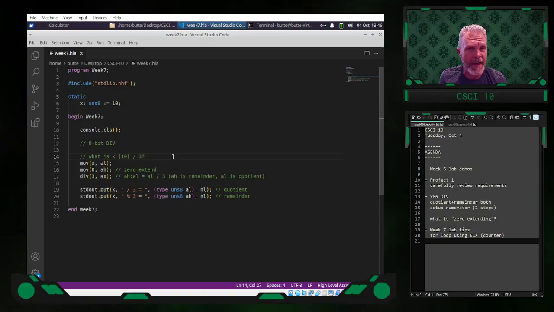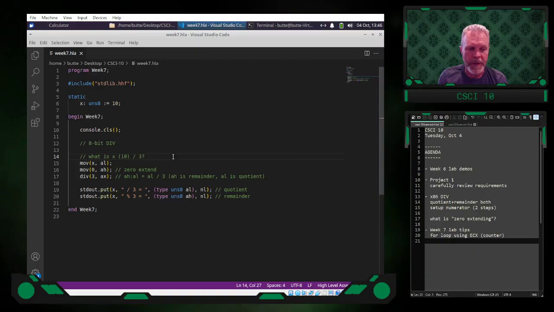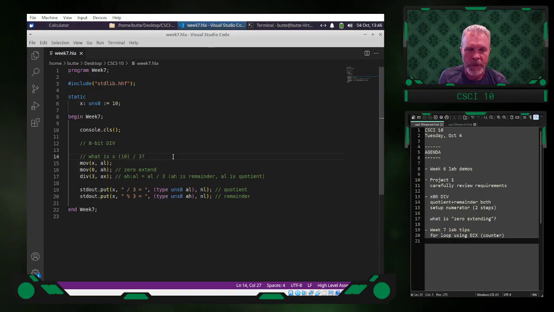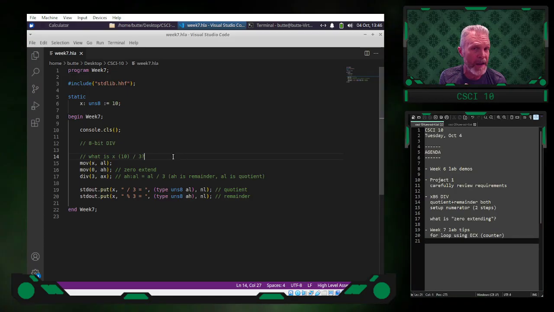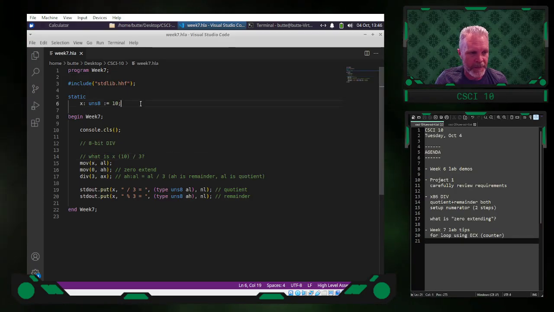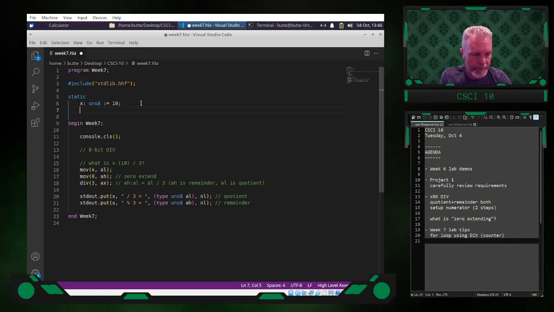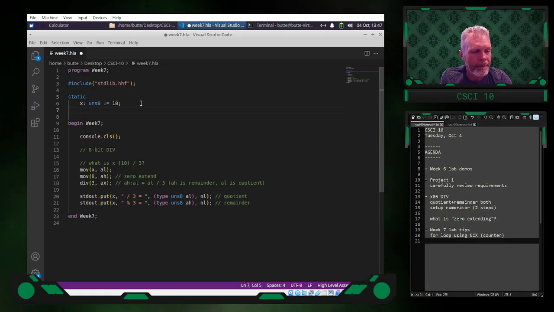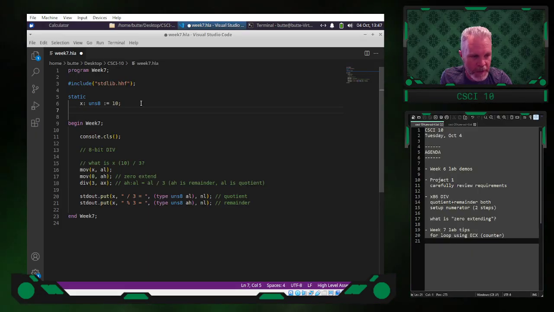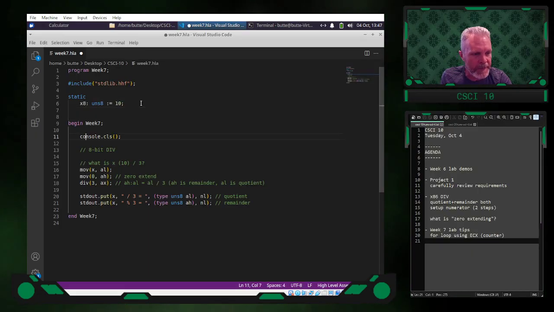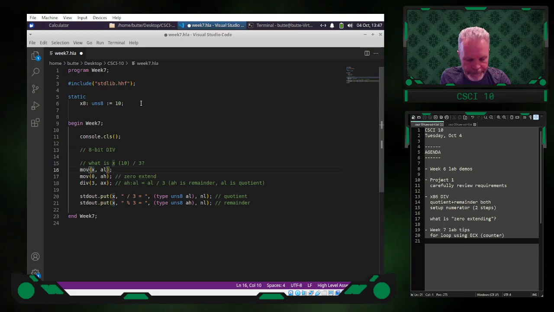And what do I mean by that for div? I mean, you put your numerator in AL, you zero extend AH, and then you run the div against AX. That's for 8-bit division. Let's give ourselves a bigger one. So, oh, I should have called that X8. Why didn't I? Let me fix that.